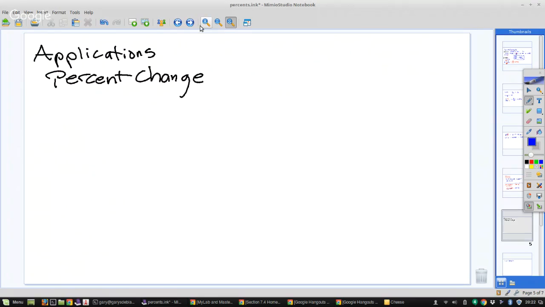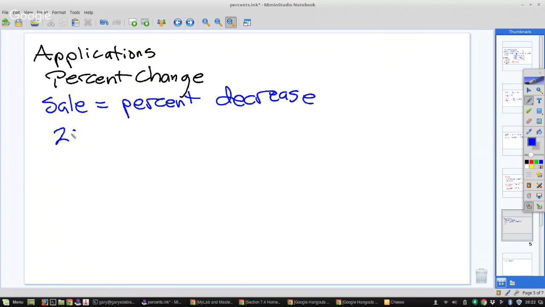All right, next, we're going to take a look at some applications of percentages in terms of percent change. So we'll look at sale first. So percent off, or percent increase. And let's take a look at a 20% off sale. So if something is priced at, say, $80, then I can find the discount by just multiplying.